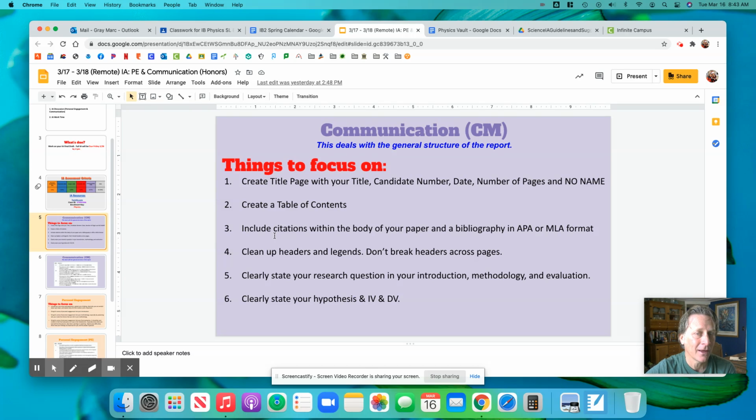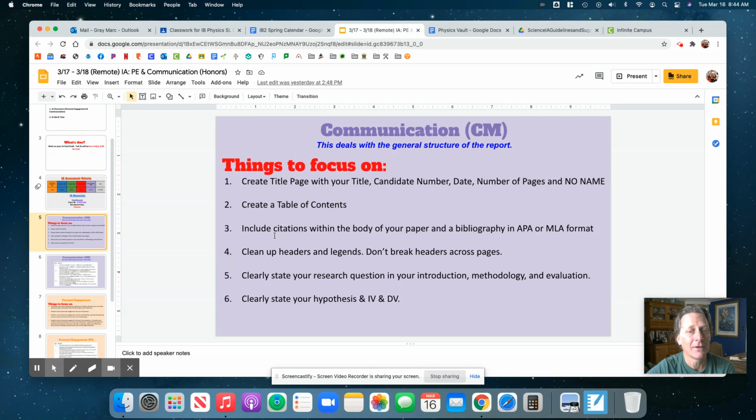Make sure you've got everything with your bibliography section set up, and then have your in-text links to that bibliography. And you should use APA or MLA format. Once you choose one of those formats, stick to it. I tell most people use APA.